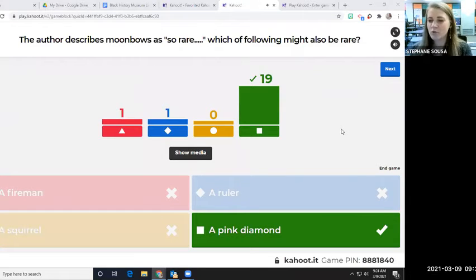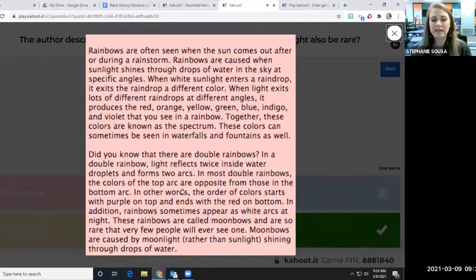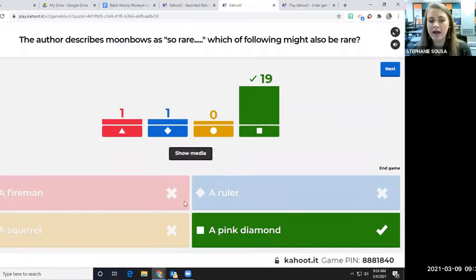Nice, very good. Rare, okay? A moonbow is rare. Rare means that it is not common, okay? Look what it says. They are so rare that few people will ever see one. I'm going to be looking for a moonbow for the rest of my life. I learned that in this passage. I had never heard of a moonbow before. So they're so rare that people will never see one, okay?